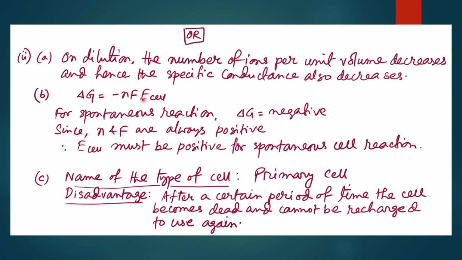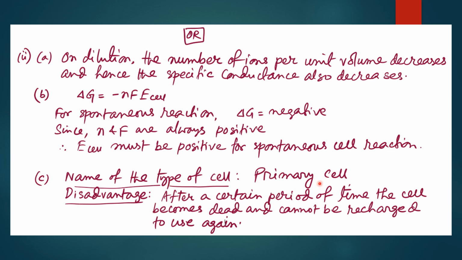Then E cell has to be positive for spontaneous cell reaction, because del G is minus nF E cell. n is number of moles of electron, always positive. F is 96500, that is also positive. So del G can be negative if and only if E cell is positive. So for spontaneous cell reaction, you need E cell positive.